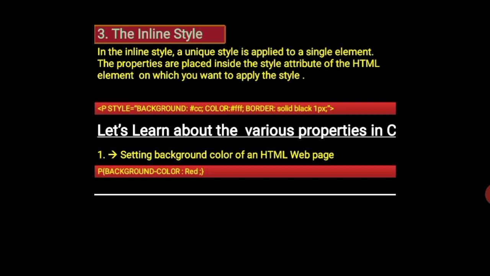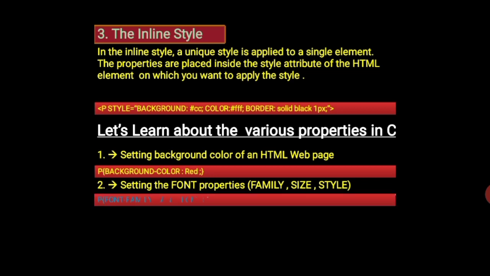So p background-color equal to red we can write. If you want to set the font properties, in font properties three attributes are used: one is family, one is size, and one is style. So how to use it? We write font-family. Family means the name of the font, and font-style you can write normal, italic or bold, and font size we can write in pixels.